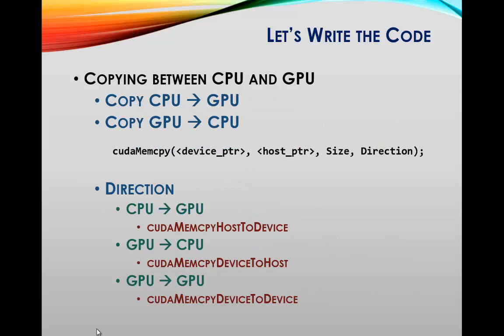To copy data between CPU and GPU, and if you have multiple GPU devices, you can copy between GPUs, you can use cudaMemcpy. The cudaMemcpy is a function again, it's a CUDA C function. It takes as input a device pointer, a host pointer, the size of the data that you want to copy, and the direction. Now, the names of the device and host pointers are basically your pointer variables.